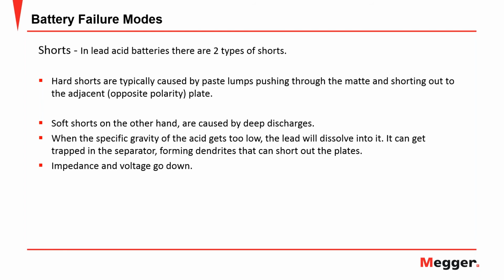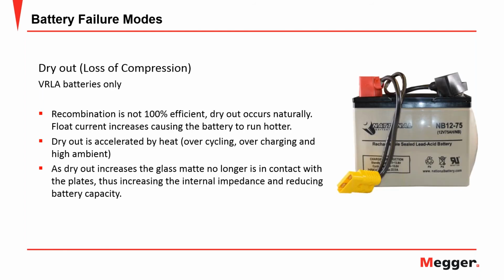Dry out or loss of compression. This affects VRLA batteries, or the maintenance-free batteries. Now, in maintenance-free or sealed batteries, you can't add electrolyte, but as they discharge, they still create hydrogen and oxygen. But in these batteries, that gets routed over to the negative plate, where it steals electrons off of it to reform your water in the electrolyte. However, no chemical reaction is 100% perfect. So you do have dry out over time. They do slowly dry out.